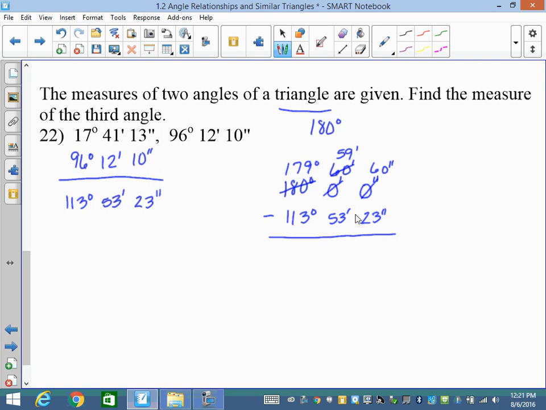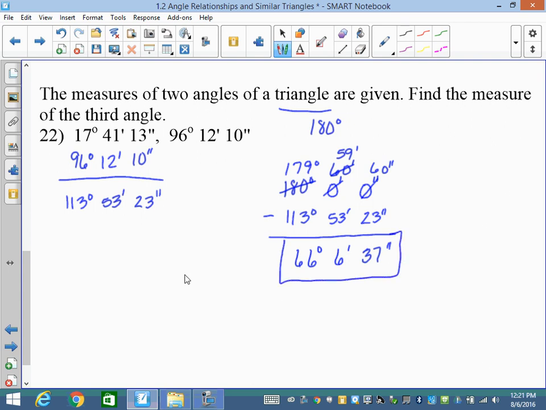60 minus 23 gives us 37 seconds. 59 minus 53 will give us 6 minutes. And 9 minus 3 is 6, so I get 66 degrees, 6 minutes, and 37 seconds would be my third angle.